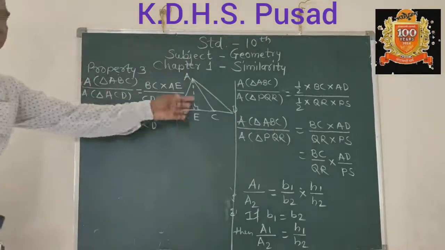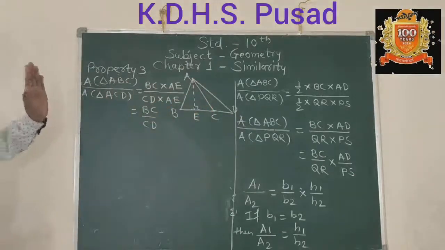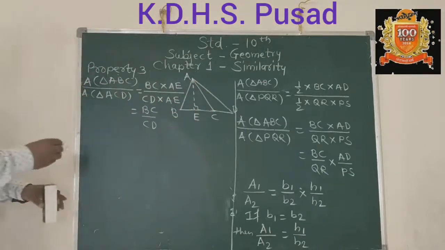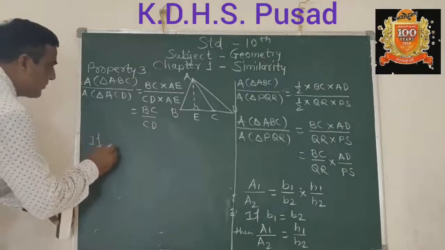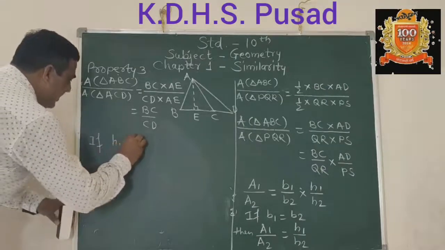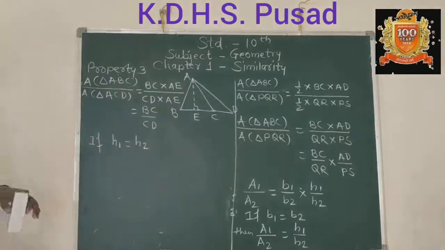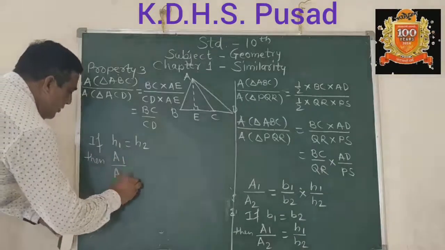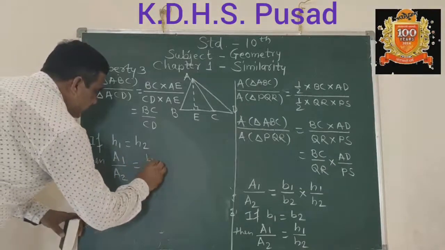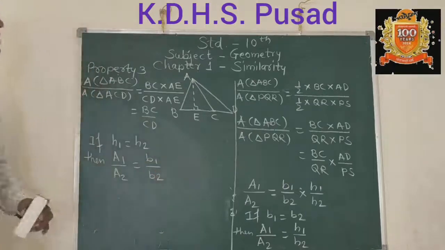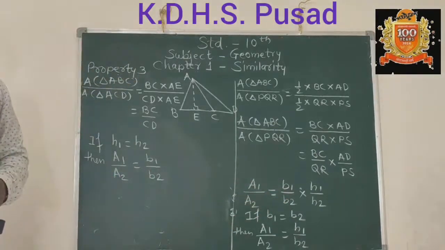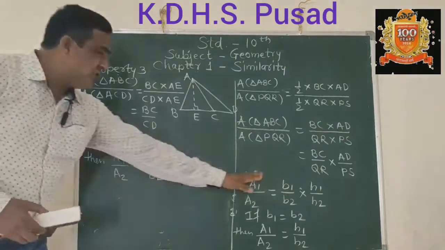So here with common or equal height, the ratio of the areas of two triangles is equal to the ratio of their corresponding bases. So here we can consider property third: if H1 equal to H2, common or equal height, then the ratio of the areas of two triangles is equal to the ratio of their corresponding bases. So here, whatever A1, A2, I use, if the names of the triangles are not given in the numerical, in that case you have to use these symbols.